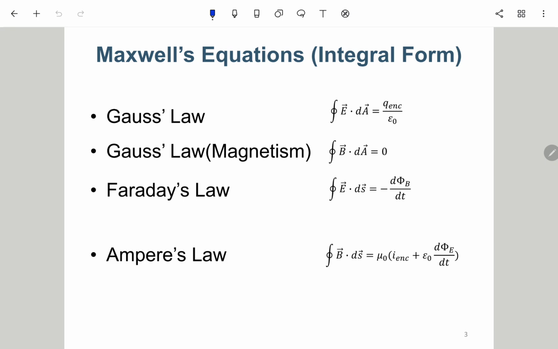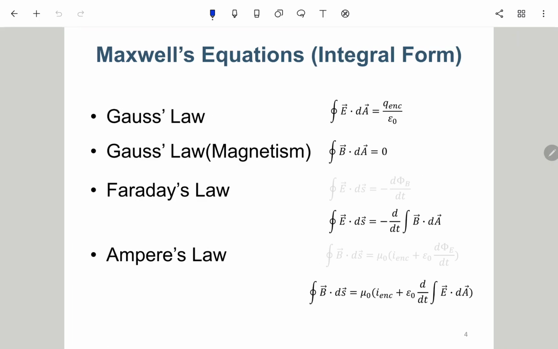Okay, so here is the integral form of the Maxwell equations, just as what you have learned. The Gauss law in chapter 23, and then Gauss law for magnetism in chapter 32, and then Faraday's law in chapter 30, and Ampere's law, which you also learned in chapter 29 and chapter 32. It depends on the first term and the second term on the right side.